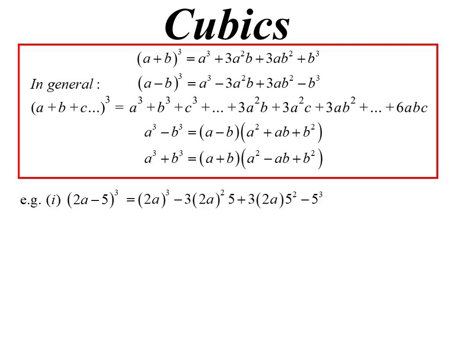2a minus 5 cubed then, if I expand that out, again I'm not saying you would write this line down, but we're saying, hey, it's the first term cubed minus 3 times. I'll take that first term twice, so 2a squared, and I'll take the second term once, times 5, then I'll flip it round, so I've got 3 times 2a times 5 squared, and then I've got 5 cubed as well. There's our answer.